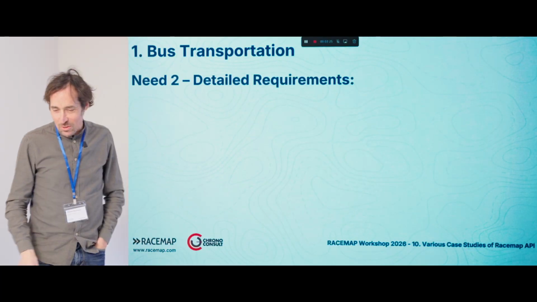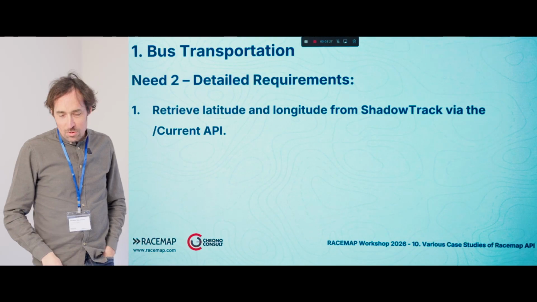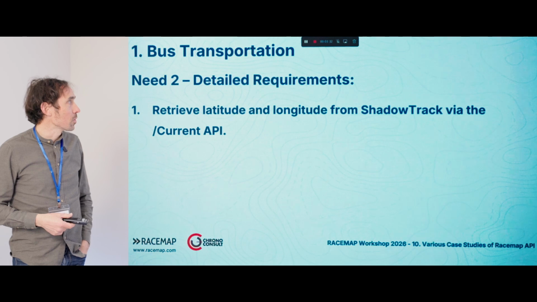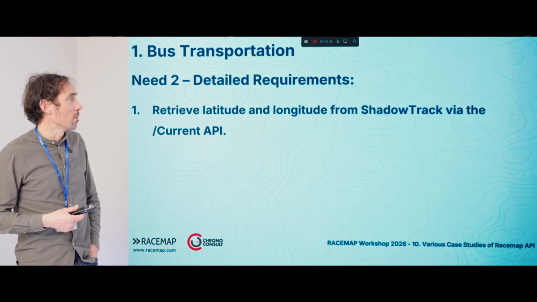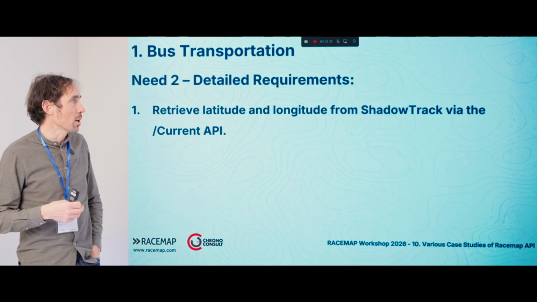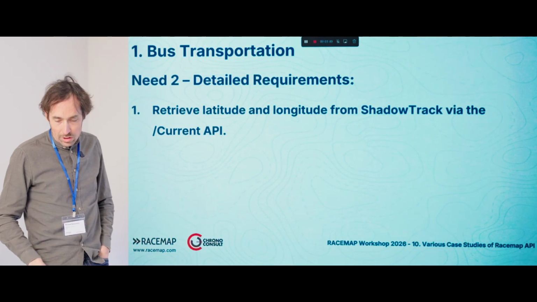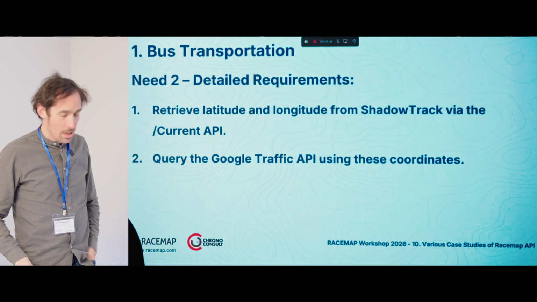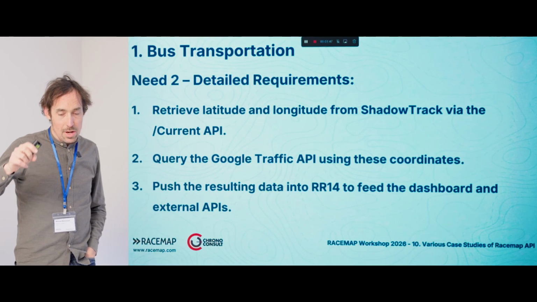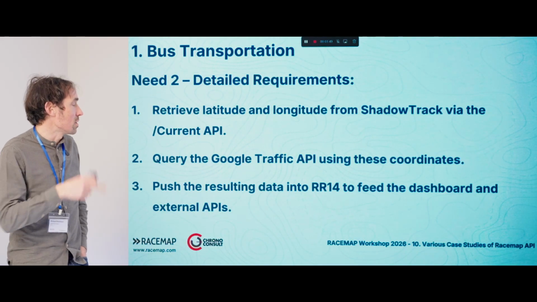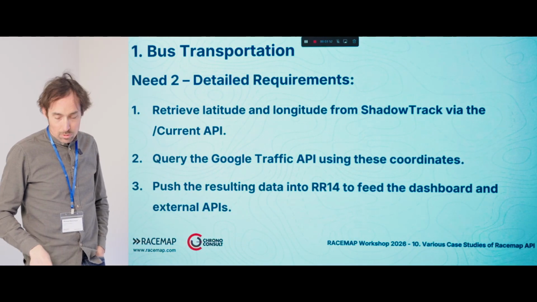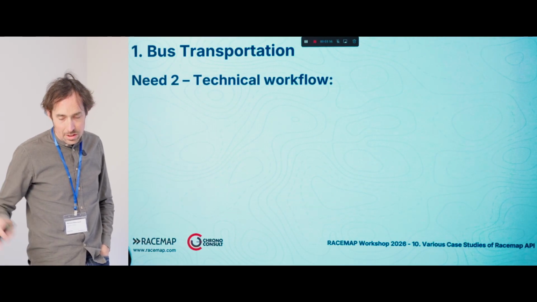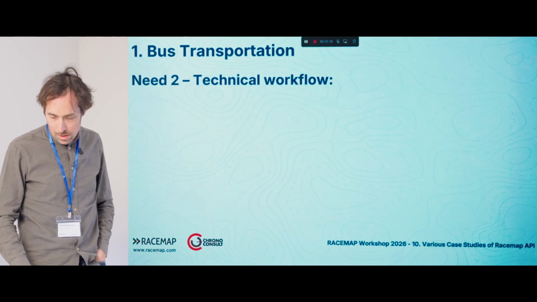First one. Second one: for the second need, we needed to get the current latitude and longitude of the shuttle track. This information is available in the current API. We push these coordinates into the Google Traffic API and get the estimated time of arrival through this API, and push this information into RESTresult 14 to be able to provide a dashboard and an external API for the customer.